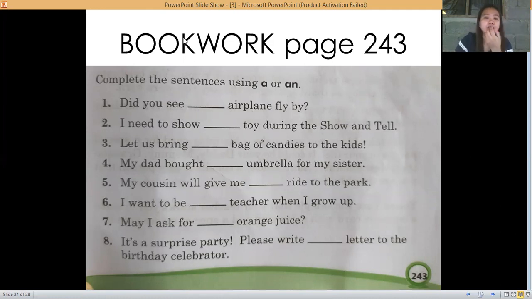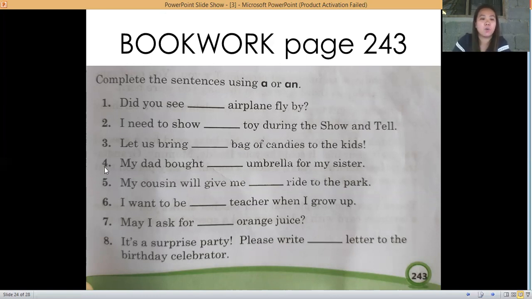Next, number two. I need to show blank toy during the show and tell. So the noun here is toy. Is it a or an? Next, number three, let us bring blank bag of candies to the kids. Is it a or an?